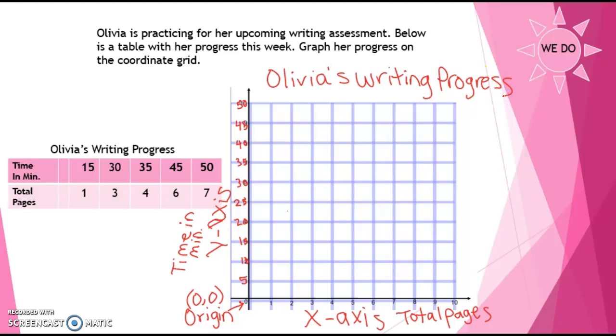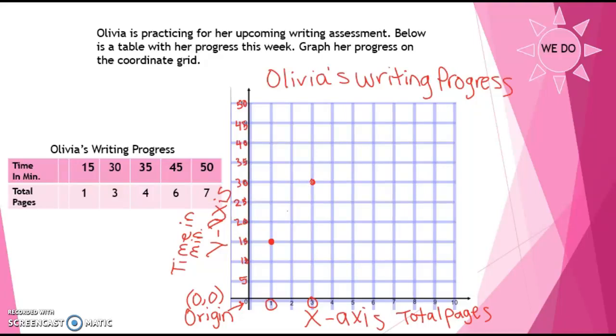Okay, and very quickly I'm going to graph her progress for you. So we're going to find where we had the total number of pages is 1. Okay, and we're going to be on our x-axis here. And then we're going to go up to our time of 15 minutes. Okay, and that's actually going to be our first coordinate. That's going to be our first point that we're going to plot. Okay, then we're going next to 3 pages. And it says that she did that in 30 minutes.